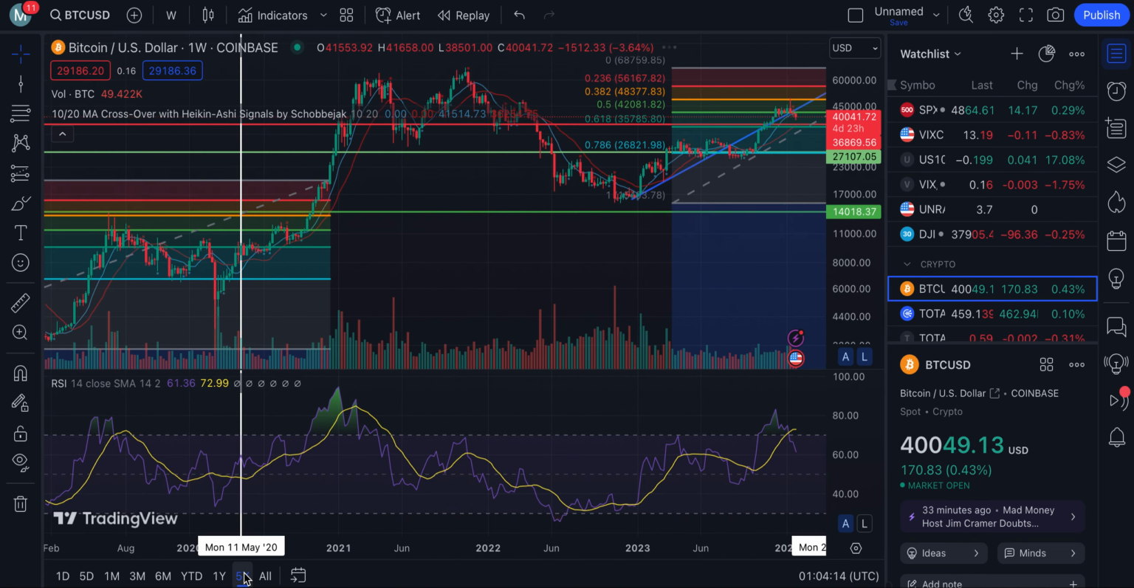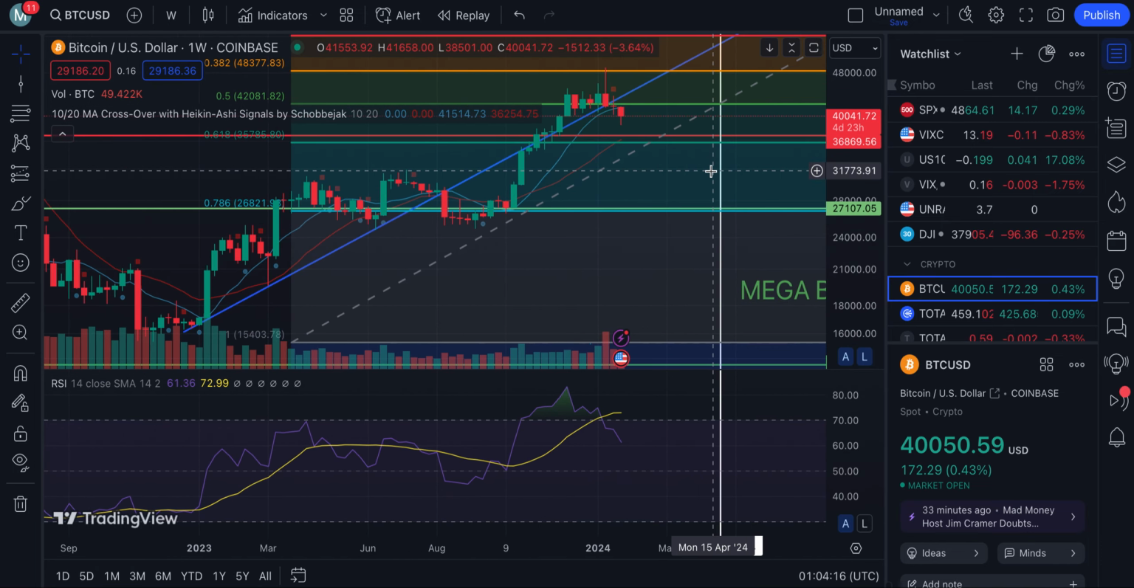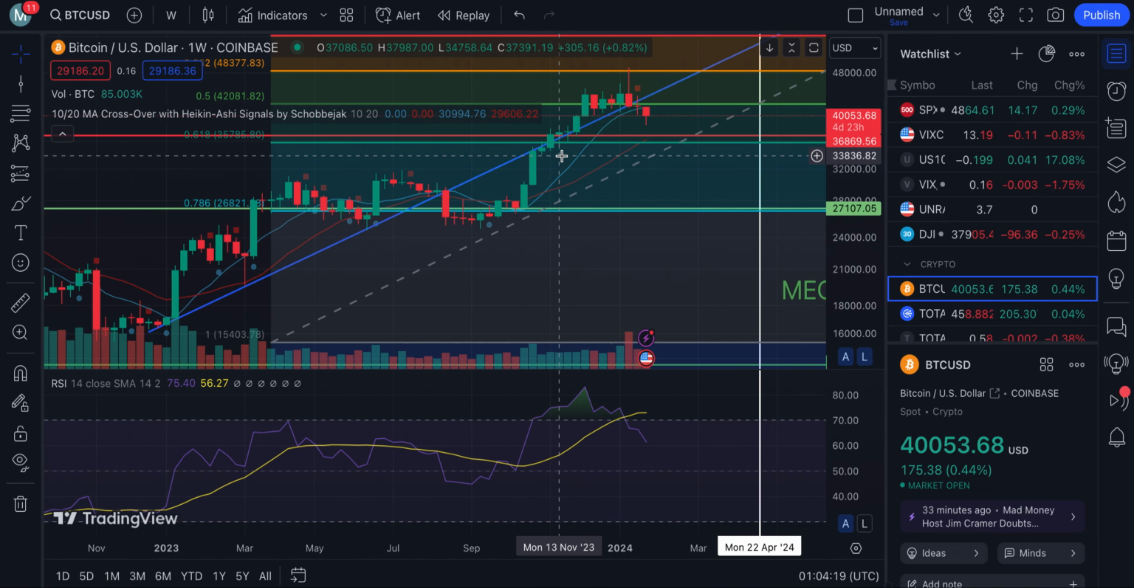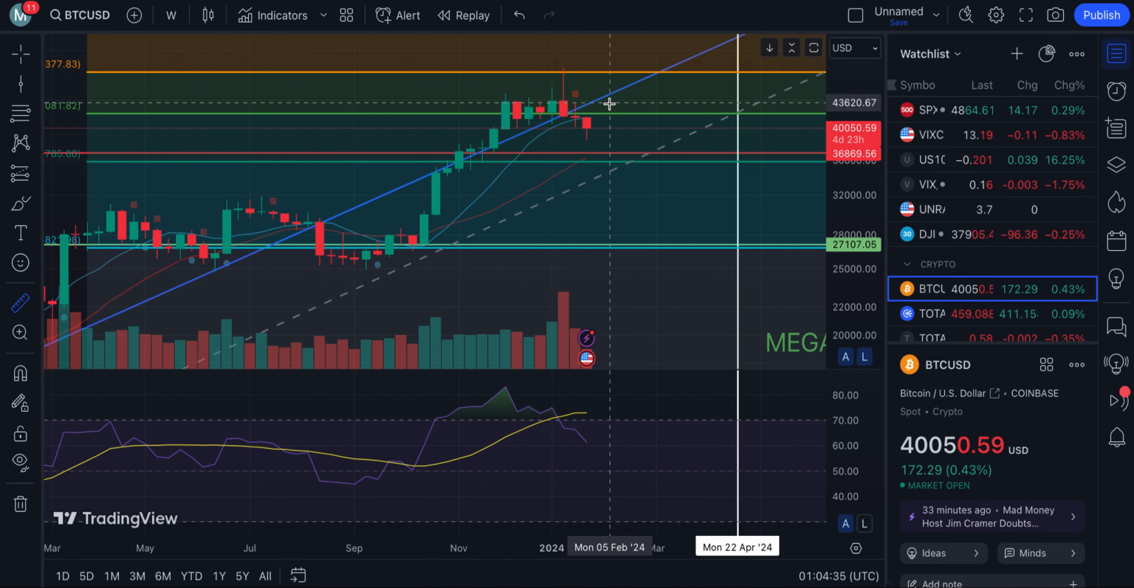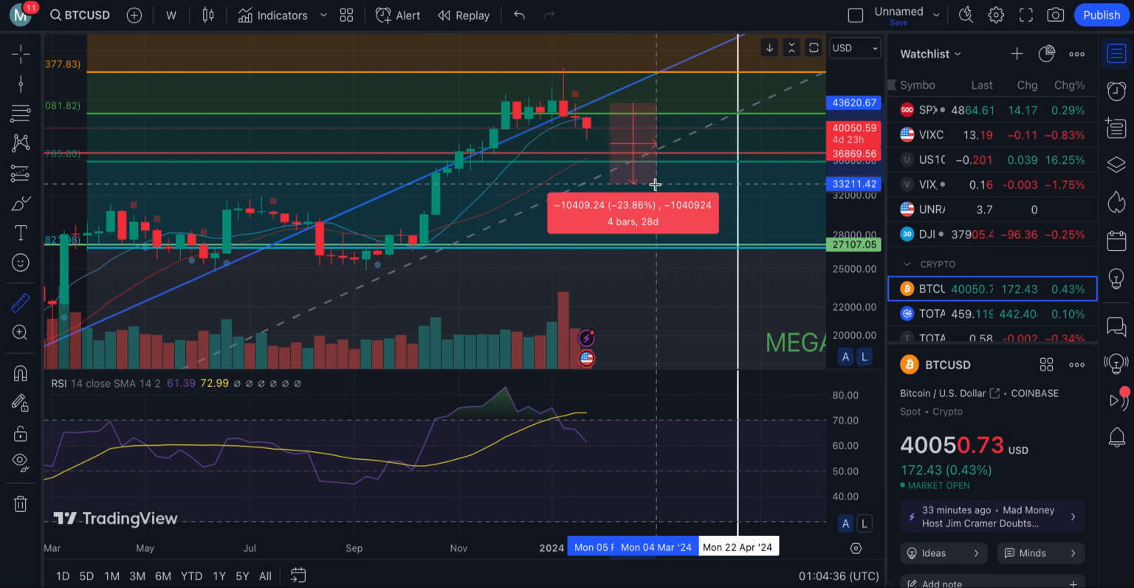But something I've noted, and you can go back into my channel, look for the video. I talked about how when we get this weekly sell signal on the weekly, and this indicator is a 10/20 MA, that's moving average, crossover with Heikin-Ashi signals, on average, over the last 4 years, I think there's one case where it didn't happen.